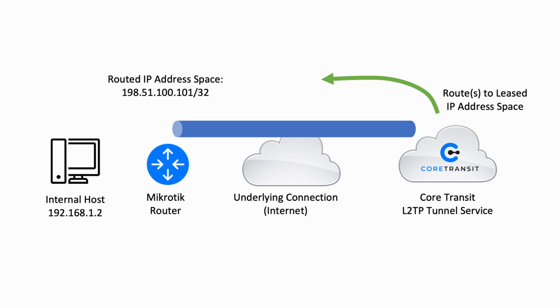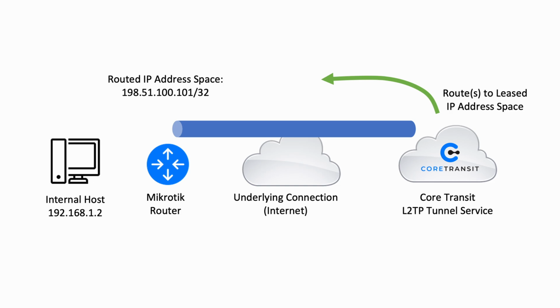The core transit cloud is on the right. You have an L2TP tunnel service there. When you connect and build that tunnel, it is going to send you a /32 IPv4 address. As you can see, 198.51.100.101 is the address. You notice this is a /32. This can be assigned as a loopback address, or it can be used for NAT.